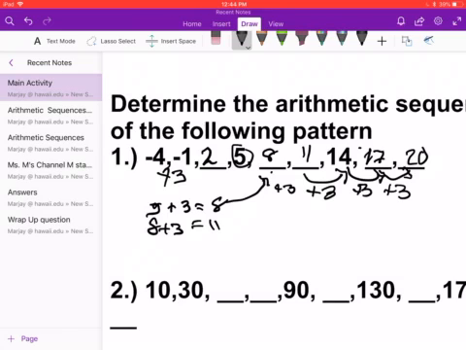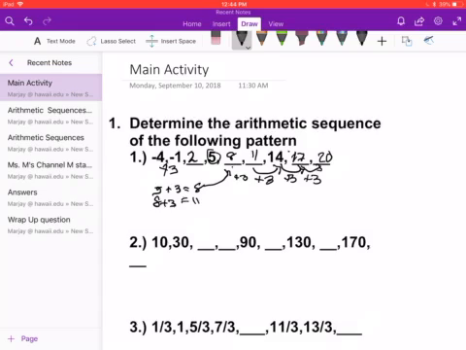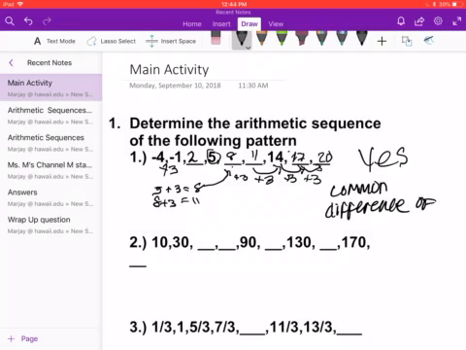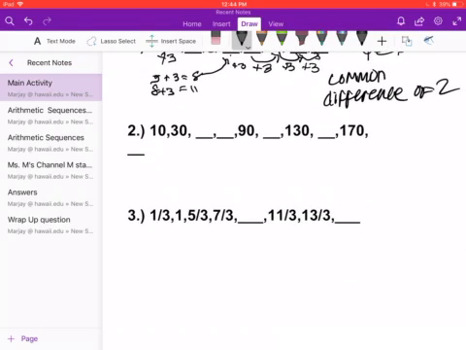So again, is this an arithmetic sequence? Yes, because it has a common difference of 2. Okay, what about the next sequence? I would like you guys to pause the video and work on this sequence.